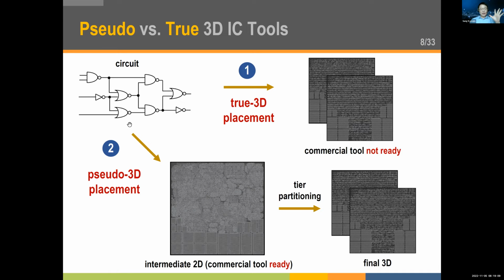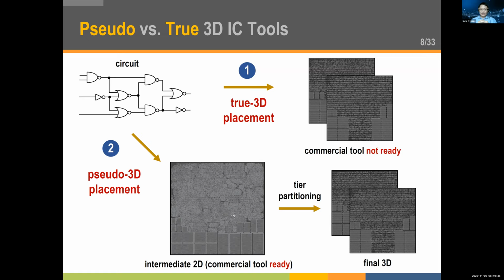In any case, pseudo 3D is an immediate approach until commercial vendors produce true 3D. What do you mean by pseudo 3D? You build the 2D design using a commercial tool, which is readily available today. Then you transform that into a 3D IC design. For the intermediate 2D, you first need to partition it. Then you need to make a little adjustment because the footprint is different. Then you have to do routing again, and then timing closure.